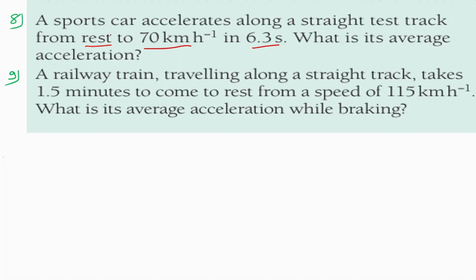We have the initial velocity, which is about zero. The final velocity is about 70 kilometer per hour, and it is changing from 0 to 70 in just 6.3 seconds. So we have to find the average acceleration.